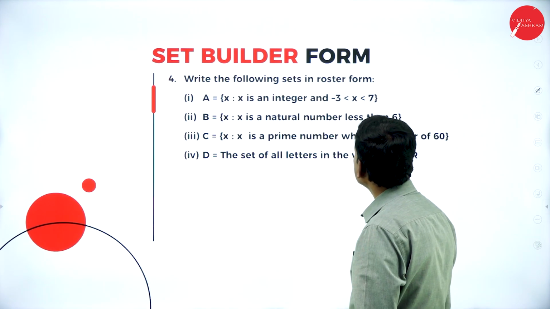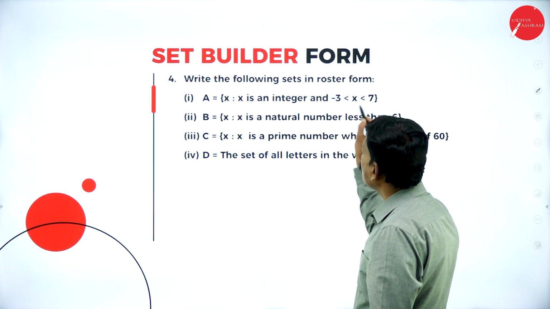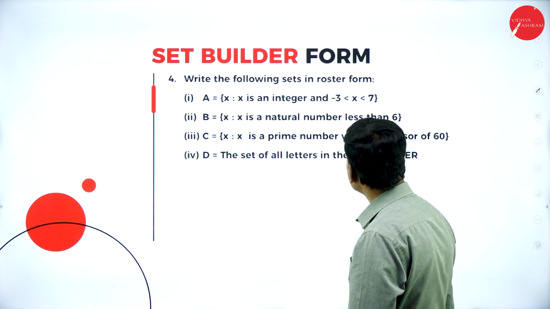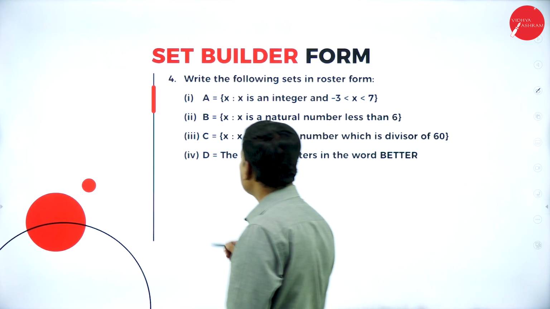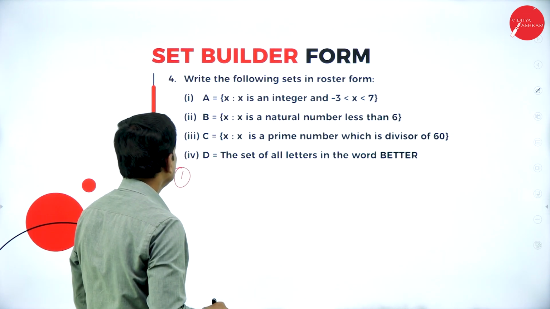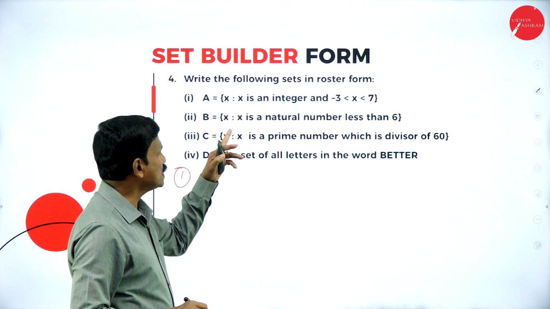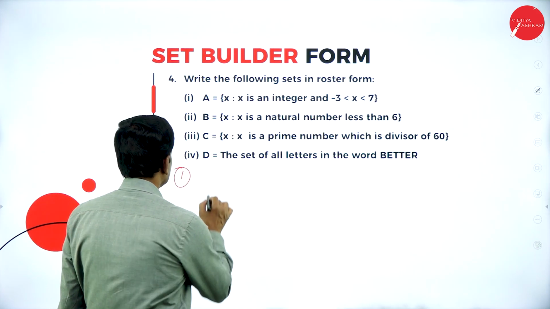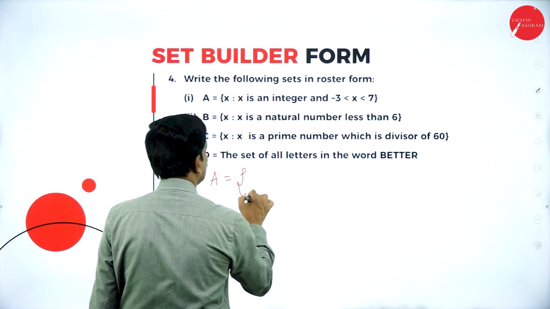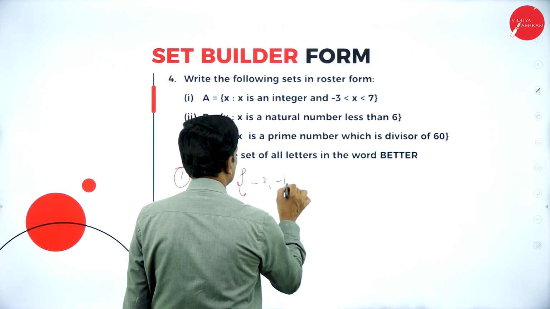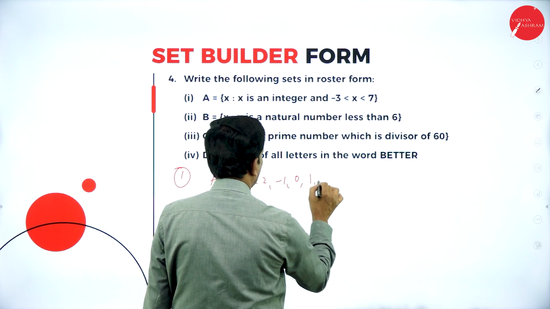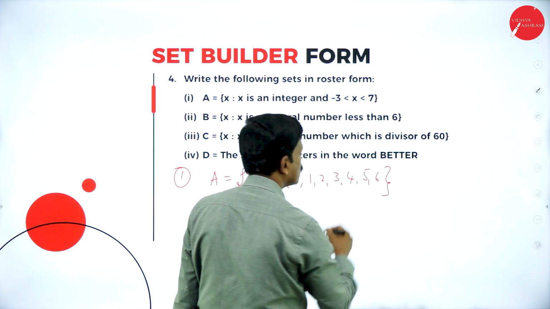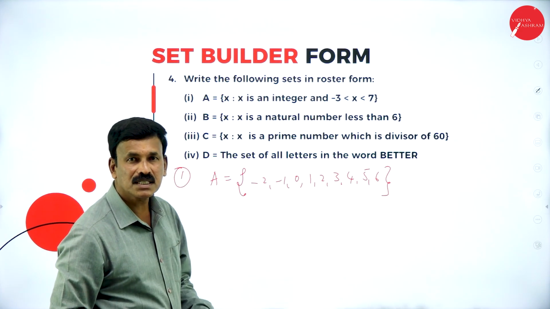Write the following sets in the roster form. There are 4 sets to represent in the roster form, right? Now let us take the first one. What is the first one? A is the set of x such that x is an integer and lies between minus 3 and plus 7. So the elements which lie between minus 3 and 7 are minus 2, minus 1, 0, 1, 2, 3, 4, 5 and 6. That's all. So these are the elements of the set A.